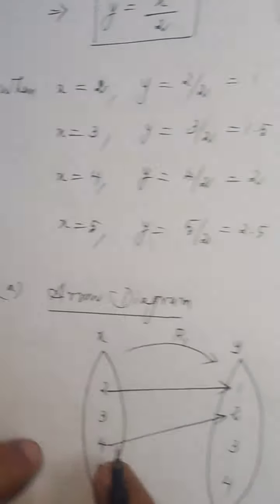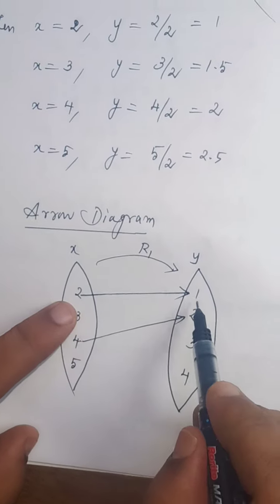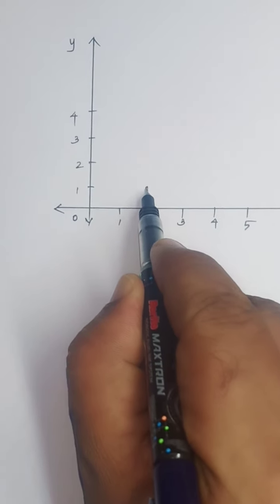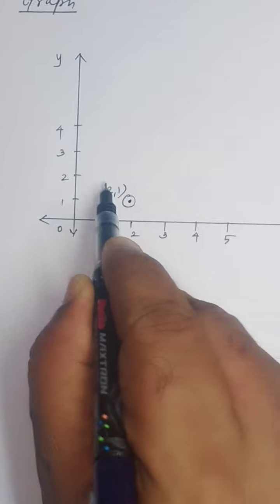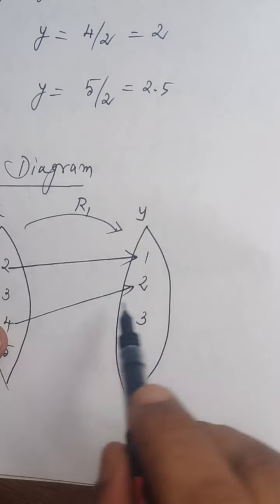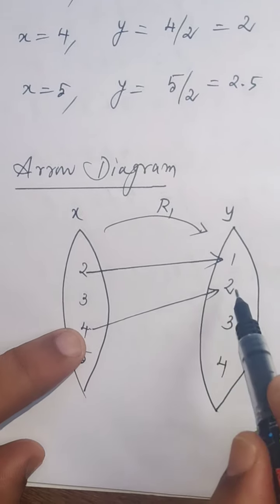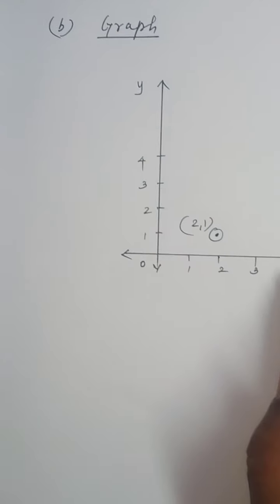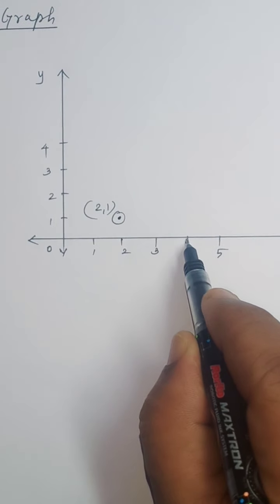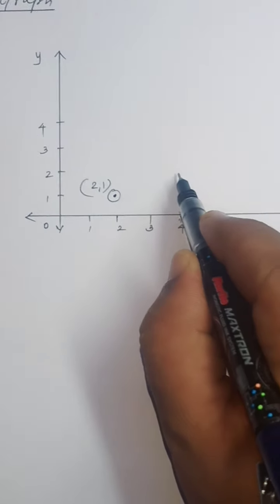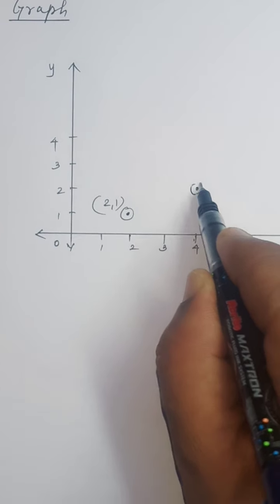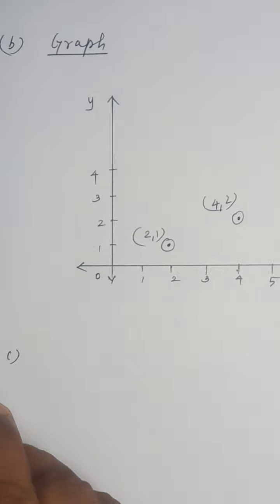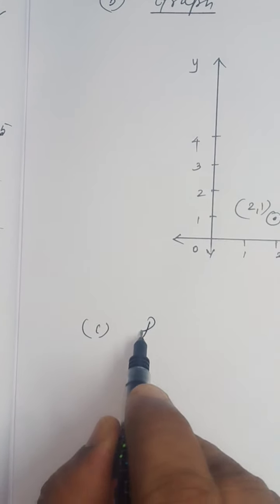Look at the relation here. 2 is related with 1, so (2, 1). Next one, 4 is related with 2. You have to consider these two only: (2, 1), (4, 2). 4 is related with 2 means (4, 2), 4 in x axis, 2 in y axis. You know how to plot the points in a graph. This is (4, 2). Over. Only 2 points. And the third one is the roster form.